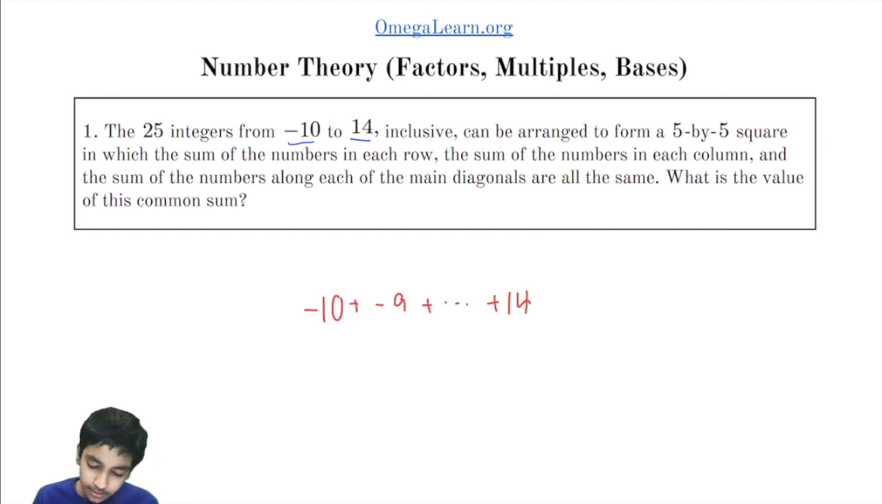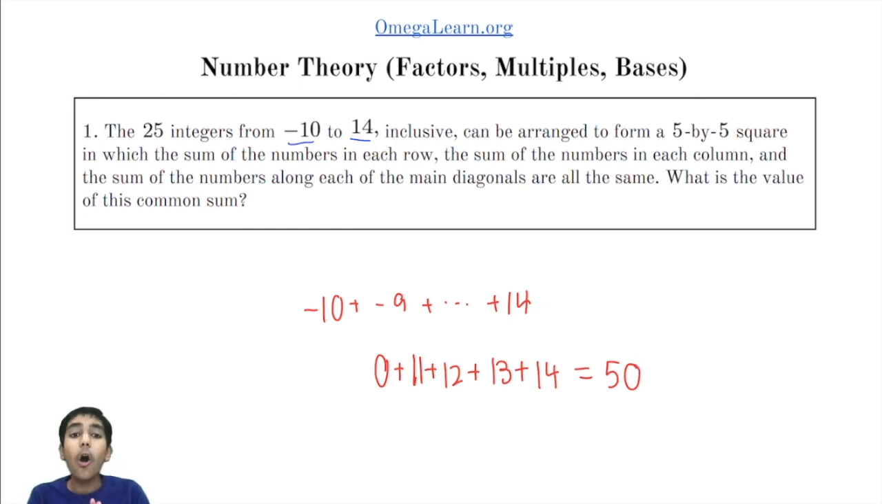Well, notice that all the numbers from -10 to 10 overall sum to 0. So we're really just doing 0 plus 11 plus 12 plus 13 plus 14, which has a sum of 50. So now that we know the sum of the numbers in the whole grid, the sum of the numbers in all 5 rows is 50.